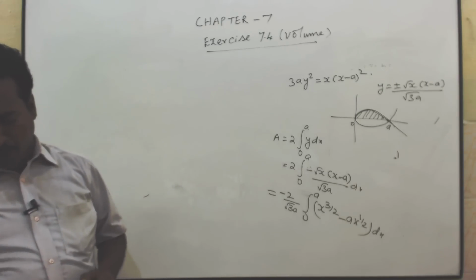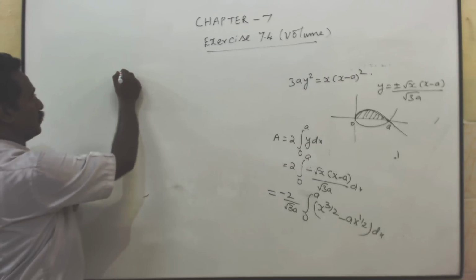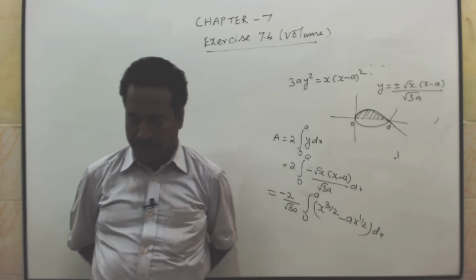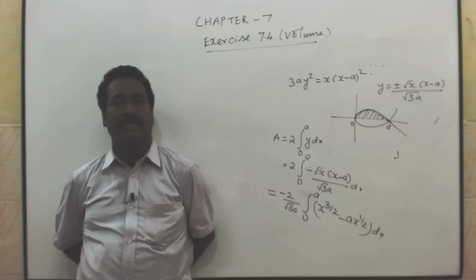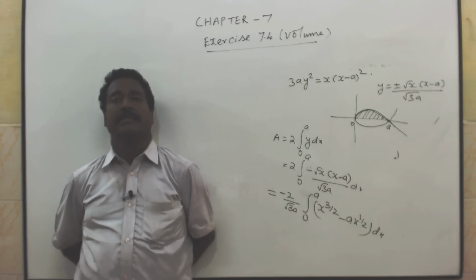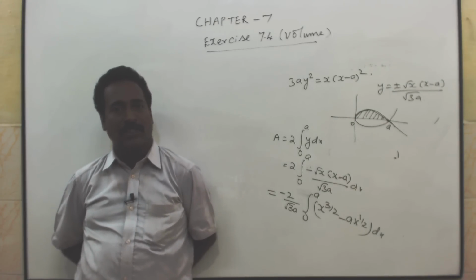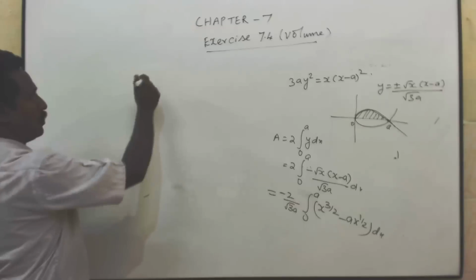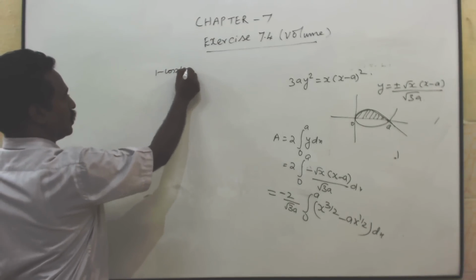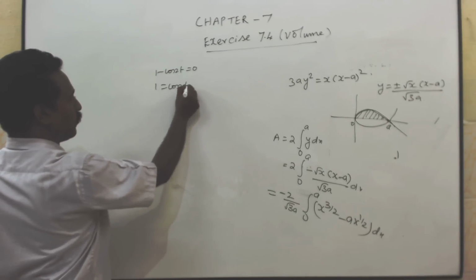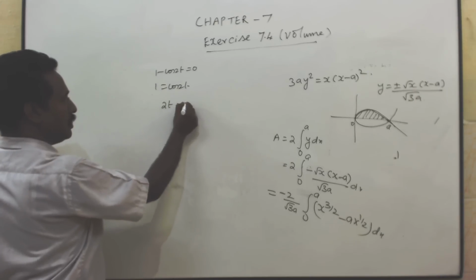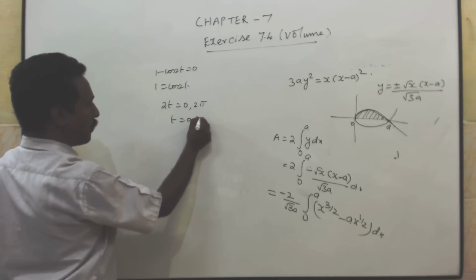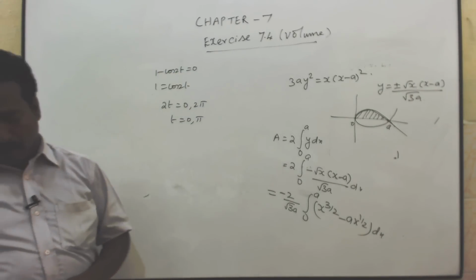Sum number 7.34. I'll just give the idea. X is equal to a into 2t minus sin 2t, y equal to a into 1 minus cos 2t. Limit is not given, but the clue is given: x-axis. X-axis means y is equal to 0. So 1 minus cos 2t equal to 0, 1 equal to cos 2t, therefore 2t equal to 0, cos 0 is 1, cos 2 pi is 1. Therefore t equal to 0 comma pi.